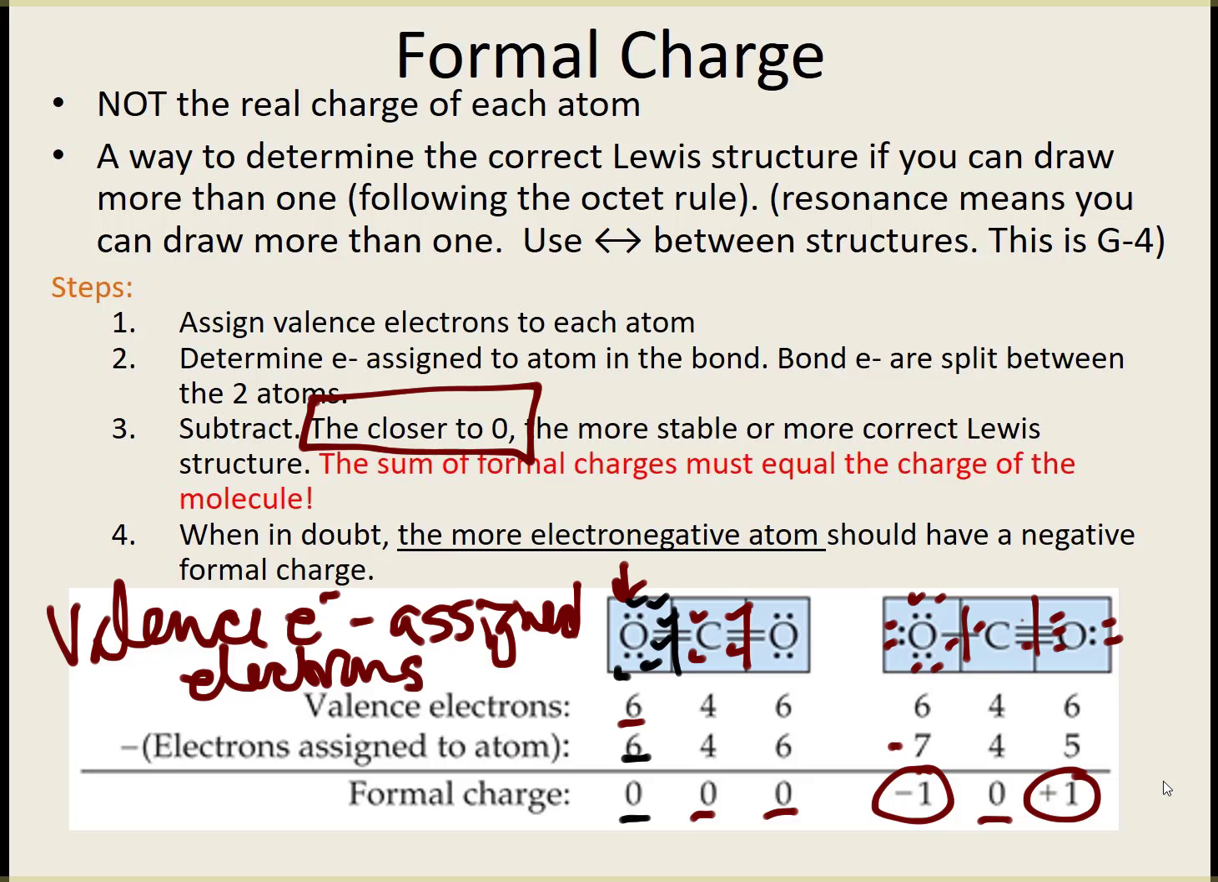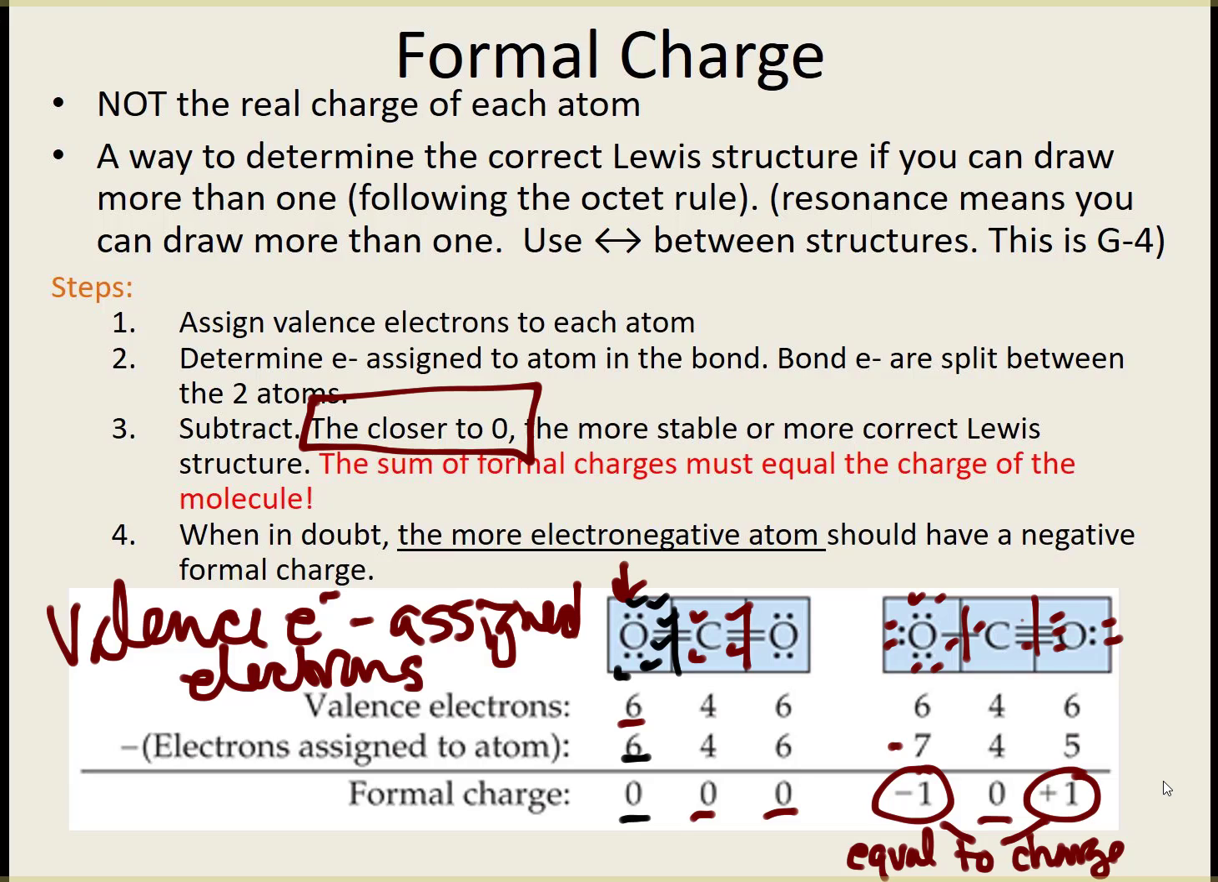Notice that when you add your formal charges, they should equal the charge on the molecule. And because it's neutral, then this should be 0 when you add them up. So notice all the formal charges of both of the molecules I did, they do equal 0, which is the charge of CO2 because it's a neutral molecule.